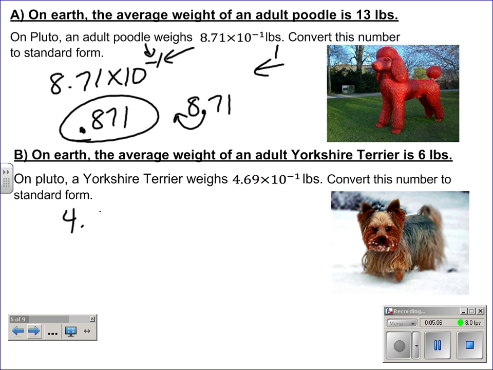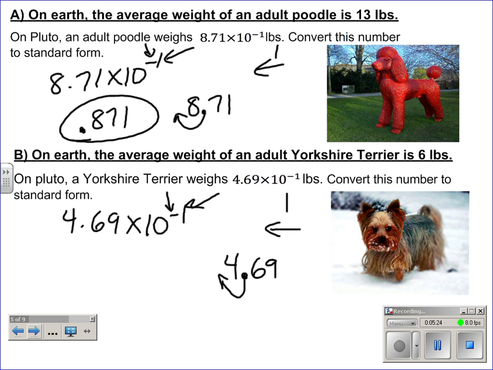Now let's go ahead and deal with the Yorkshire Terrier's weight. It starts out as 4.69 times 10 to the negative first in scientific notation. Then we're going to copy down just the beginning portion, 4.69. We know that we're going to move the decimal to the left because of the negative symbol. We're going to move it once to the left. We know that because of the 1. And we're going to go ahead and move it to the left one time, and we get 0.469 pounds. That is the weight of the Yorkshire Terrier on Pluto.